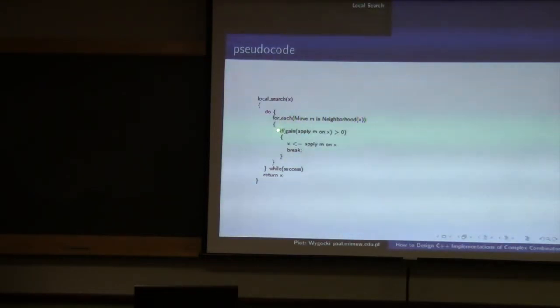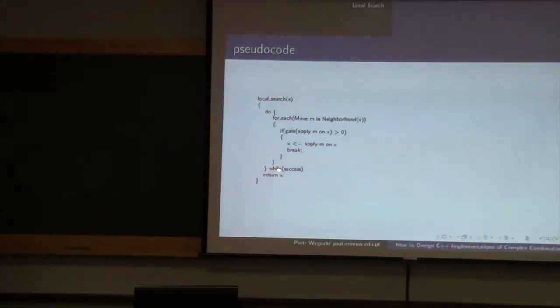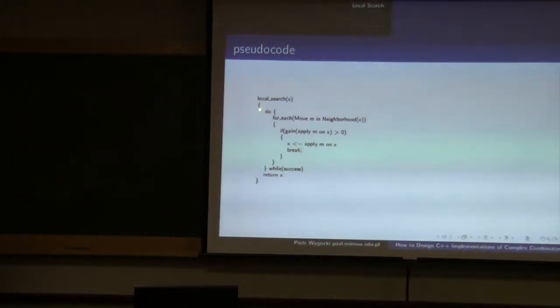Here we check if our move is improving. So if there is a gain of applying our move on our solution, and if yes, we apply this move. And we just iterate this procedure. And this actually illustrates one specific strategy in the local search, because here we find the first move that improves our solution. And this is not the only strategy, because we can, for example, find the best move that improves our solution. But this is one particular strategy in the local search.